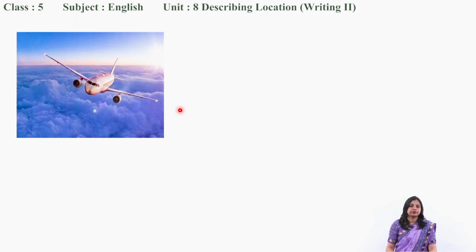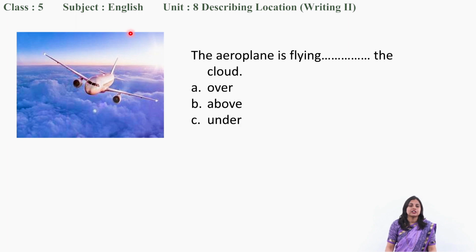All right, now, what is this? Yes, it's an aeroplane. Okay, so tell me, the aeroplane is flying dash the cloud. Should there be over, above, or under? What should be there? These are clouds, right? And here is the aeroplane. So where is it flying? What is the position of this aeroplane? Location, tell me.